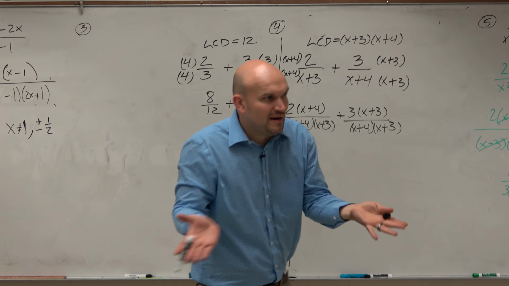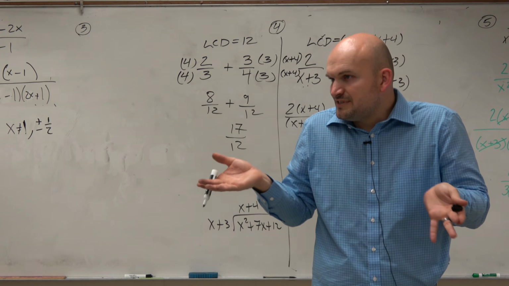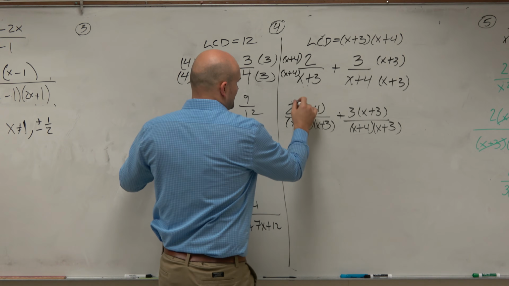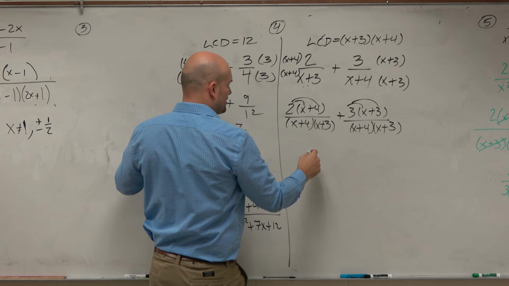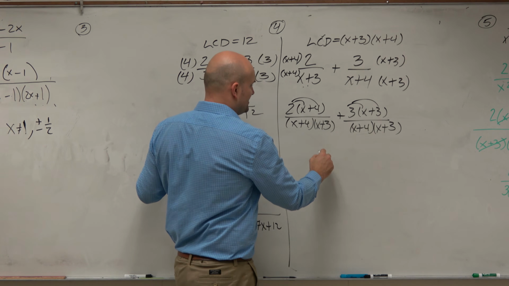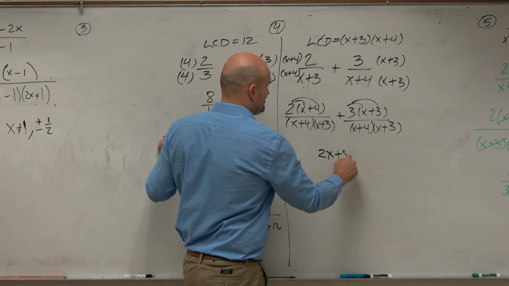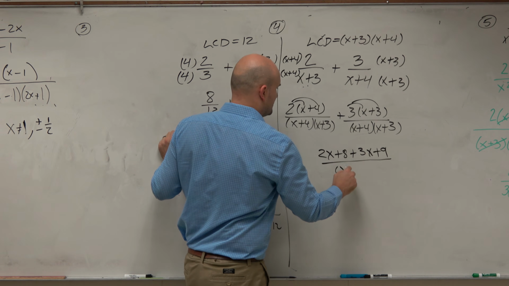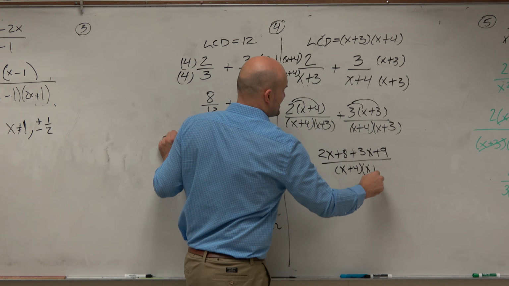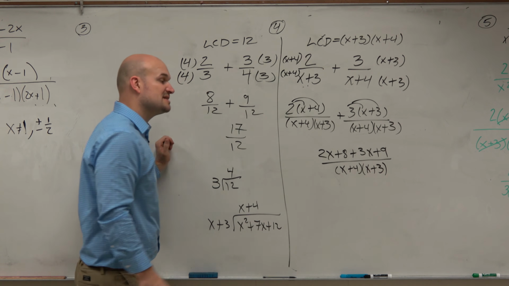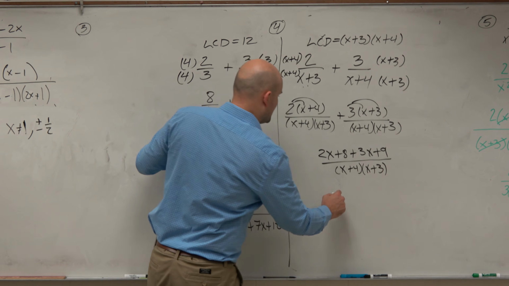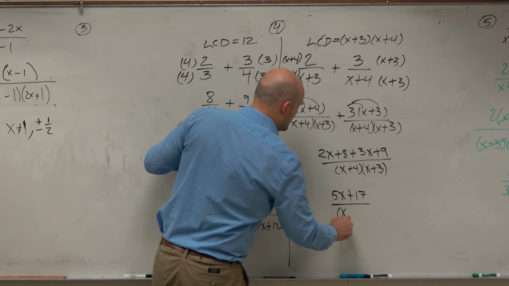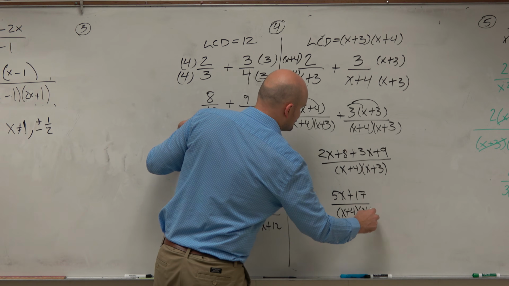So now I just combine the numerators. And again, the only difference here is we're going to ask you to do a little bit more algebra. So I need to apply the distributive property and then combine like terms. Now I can combine these all under the same fraction: 2x plus 8 plus 3x plus 9, all over x plus 4 times x plus 3. On these problems, I will be asking you to simplify the numerator. So that would be 5x plus 17 all over x plus 4 and x plus 3.